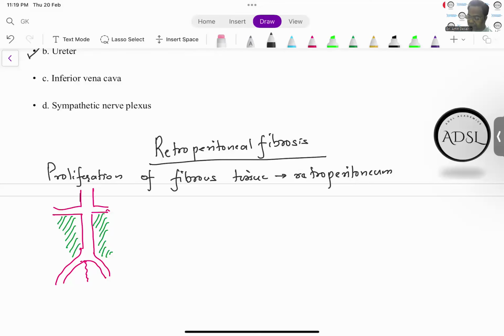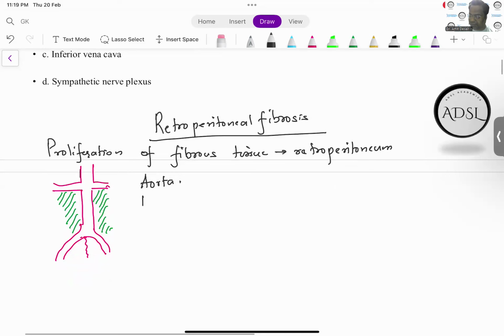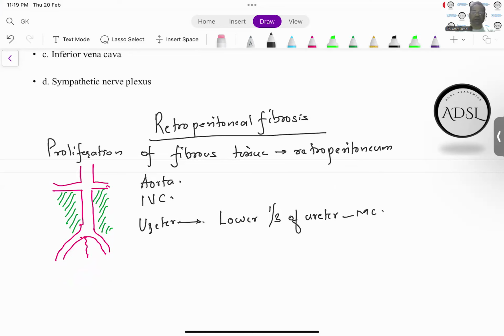And it encases not only the aorta, it will also encase the inferior vena cava and the ureter. Out of the three, the most commonly involved is the ureter. And in the ureter also, it is the lower one-third of the ureter which is more commonly involved. Okay, most common involvement is the lower third of the ureter.